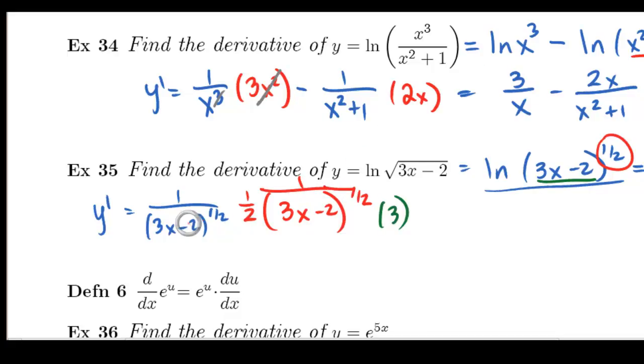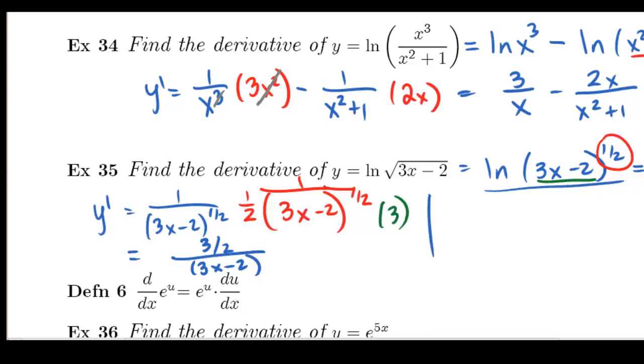And since we've got it here twice in the fraction, we can combine those. We've got our 1/2 and our 3 here, so we'll put a 3/2 up top, and then just a 3x minus 2 here in the denominator. Again, a square root times a square root just gives you what's inside.